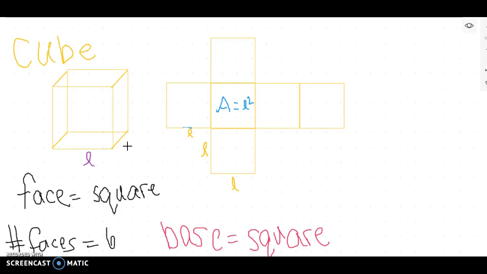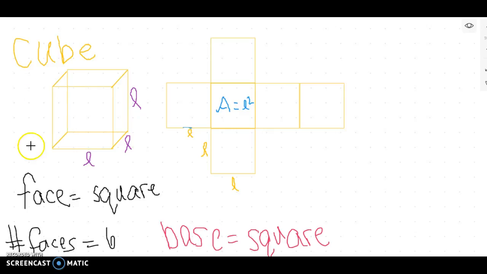So let's take a peek at our dimensions. Let's say that this length right here of our cube is L. Because every single face is a square, every single side of this cube has a dimension of L. So if this length here is L, that means this length here is also L, and this length here is also L. Let's label those really quick. We have L here, and we also have L here. So we're going to use the variable L today.